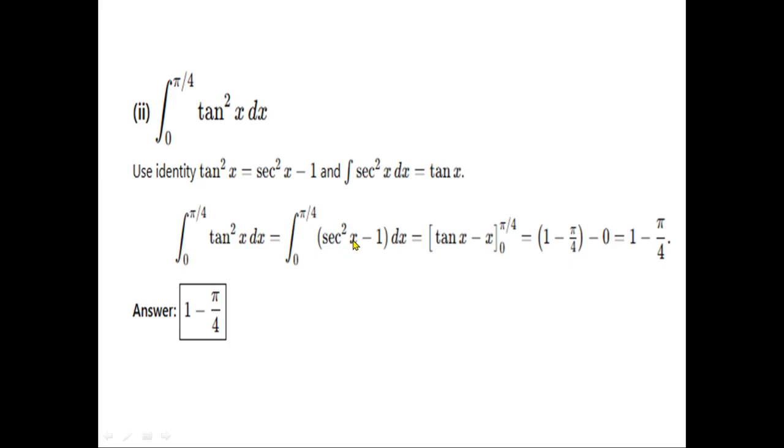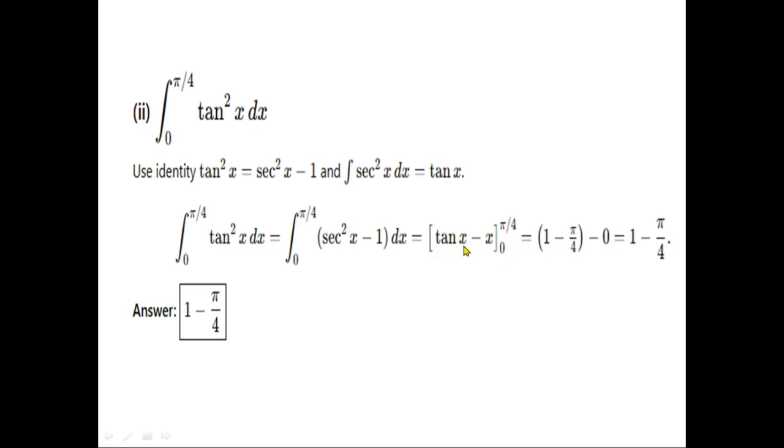The integration of secant square x is tan x, and for the constant, that is minus x. The limits are 0 to pi by 4, and we have to substitute the upper limit and lower limit. When you substitute the upper limit pi by 4 in place of x, this becomes tan pi by 4. Tan pi by 4 is 1, that is tan 45 is 1, minus x, that is pi by 4.